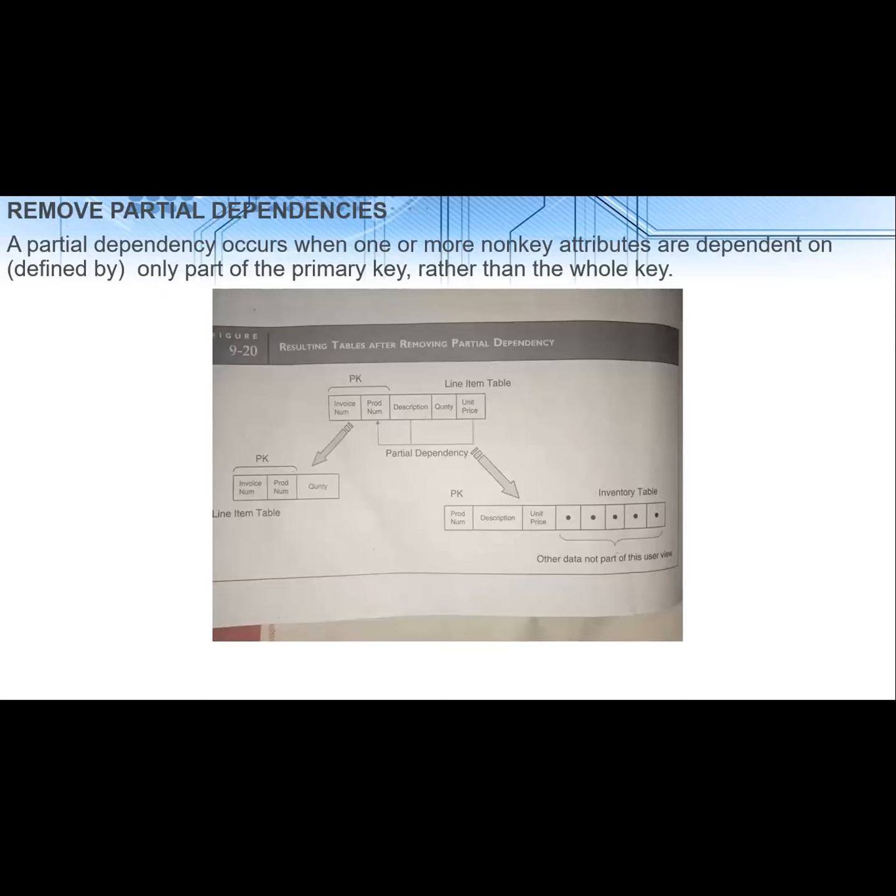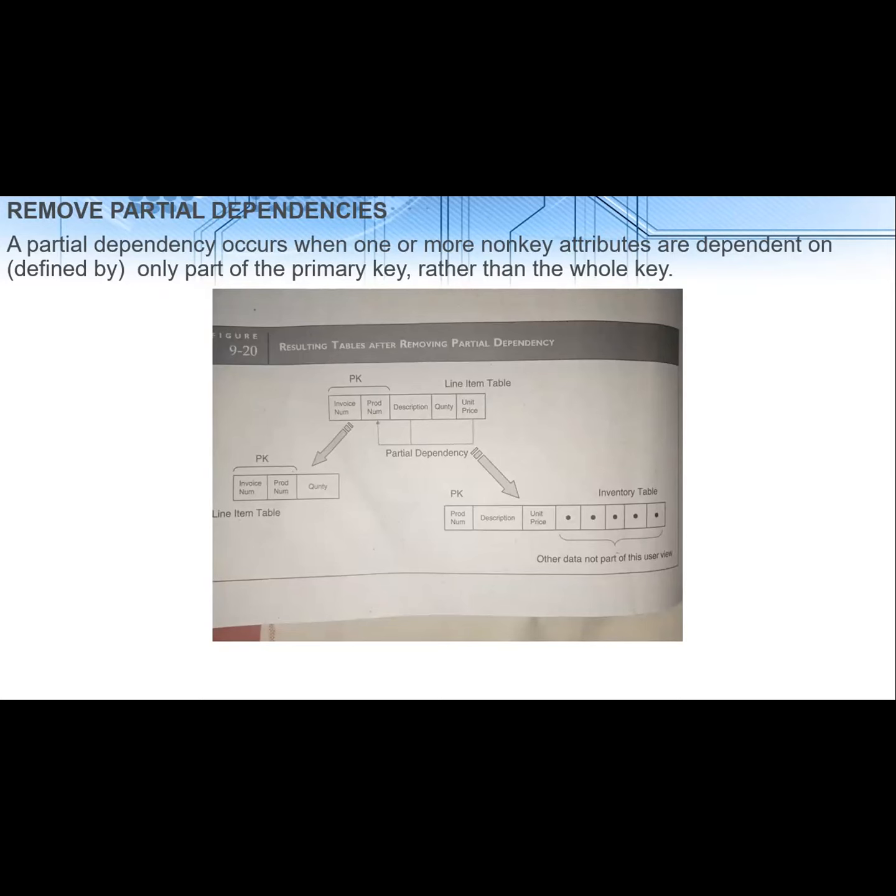Remove partial dependencies. Partial dependencies occur when one or more non-key attributes are dependent on or defined by only part of the primary key rather than the whole key. So the next step, we need to check to see if the resulting tables contain partial dependencies.